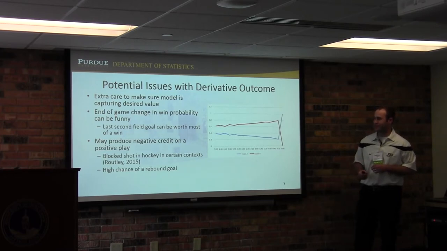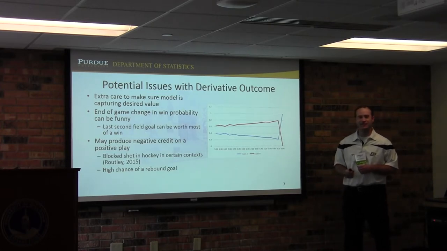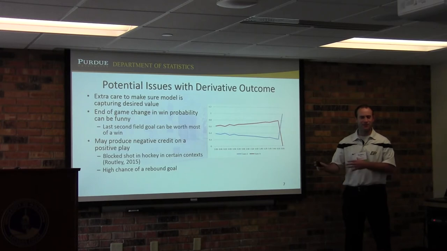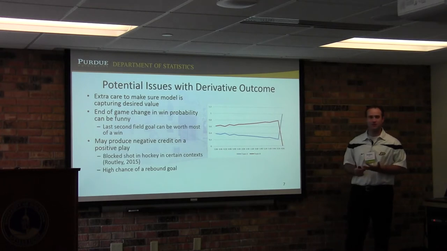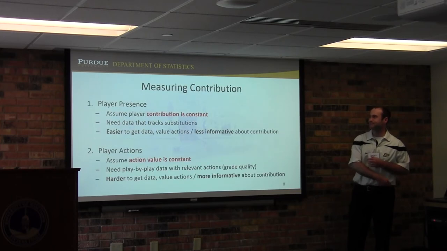If you look at change in points or point probability, Routley did a dissertation on hockey where he looked at using a Markov model to value player actions. Sometimes you get in a situation where something that you would normally consider to be a good thing will give you a negative point probability. And so one thing he pointed out was in certain situations when one player's down a man and the other player's team's at full strength, and a goalie blocks a shot, he'll actually get a negative point probability because the chance of a rebound shot off that block is pretty high. And so if you don't like those kind of interpretations, that'd be another reason why you wouldn't want to use a derivative, or to at least take care.